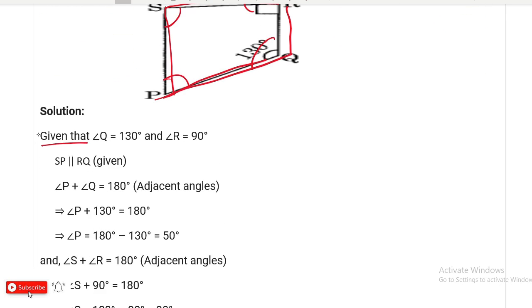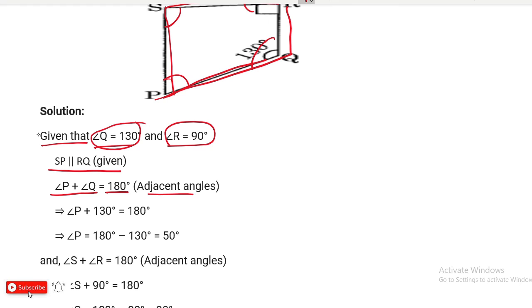Given that angle Q is 130 in the question, and angle R is 90, and SP is parallel to RQ. Then we can write angle P plus angle Q is equal to 180 by adjacent angles. Then angle P plus the value of Q, which is 130, is equal to 180. Then angle P is equal to 180 minus 130, and it is equal to 50.